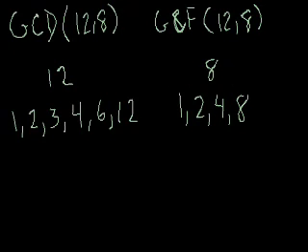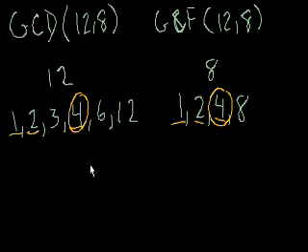Let's figure out what the common factors of 12 and 8 are. They both have the common factor of 1, and that's really not so special. Pretty much every integer has the common factor of 1. They both share the common factor 2, and they both share the common factor 4. We're not just interested in finding a common factor, we're interested in finding the greatest common factor. All the common factors are 1, 2, and 4, and the greatest of them is 4. So the greatest common factor of 12 and 8 is 4.